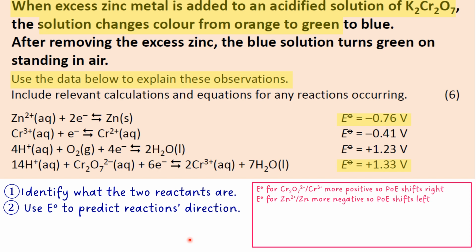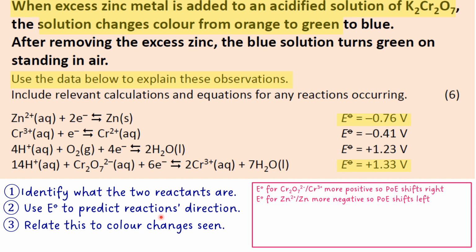So the electrode potential for the dichromate and chromium 3 plus is more positive. So as always, the more positive electrode potential will represent the half equation that shifts to the right. And the opposite is true for the one that's more negative. So you state that the electrode potential for Zn2 plus and Zn is more negative, so position of equilibrium shifts to the left.